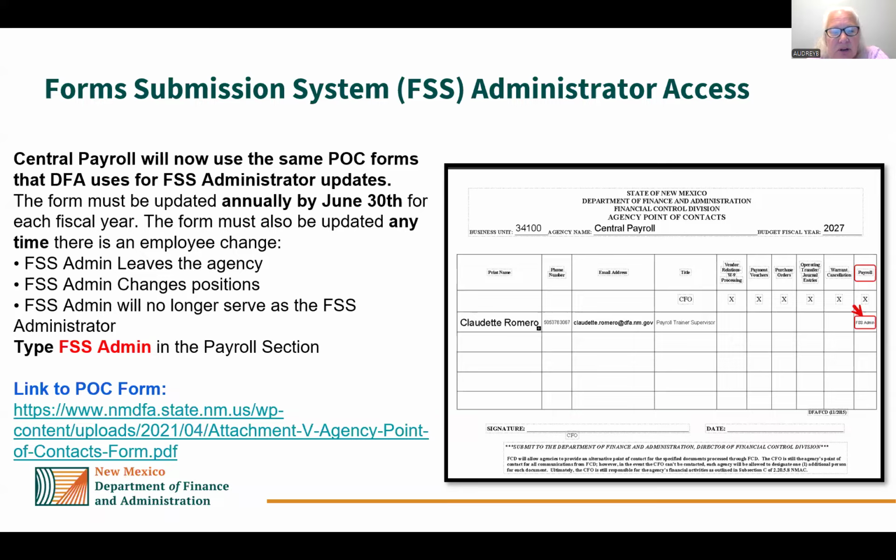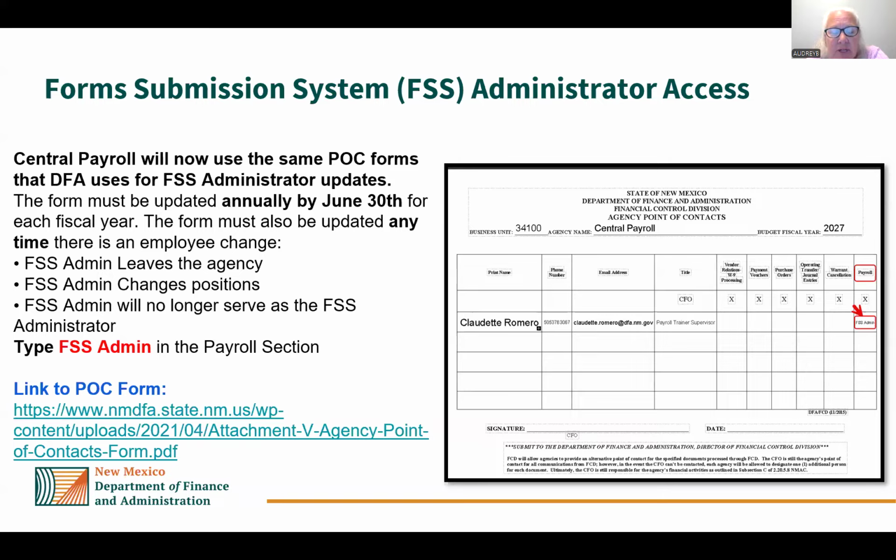Oftentimes, this has your CFO person on it. It has your runner on it. It has various different people in various different roles. For instance, maybe your procurement officer is on here. This is just the master list, and we've done nothing more than simply add an additional required person that needs to be on this list. And what Claudette said is absolutely correct.